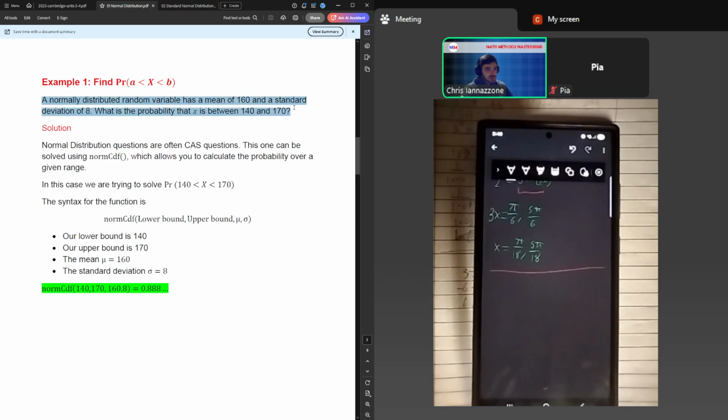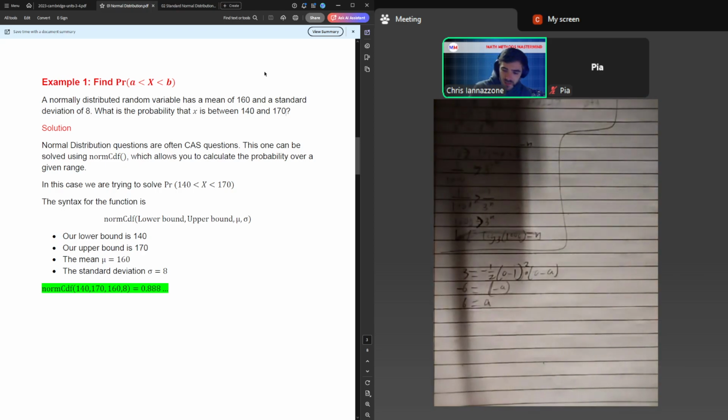So this one here is a quick example of what might come up. It'll tell you that it's a normally distributed random variable. That's your indicator to use these normal distribution functions. In this case, we're told the mean and standard deviation, and you want to find the probability that our x value is between a certain lower and upper bound.